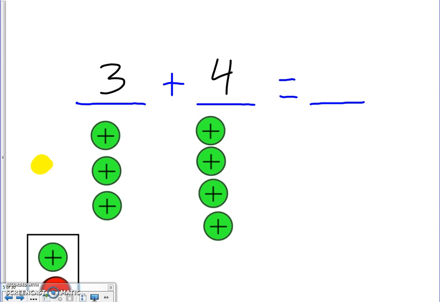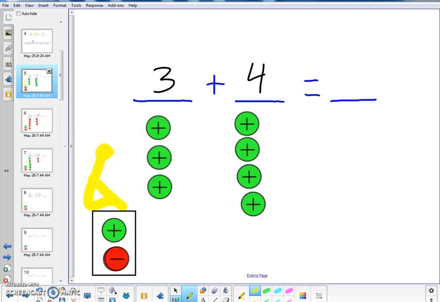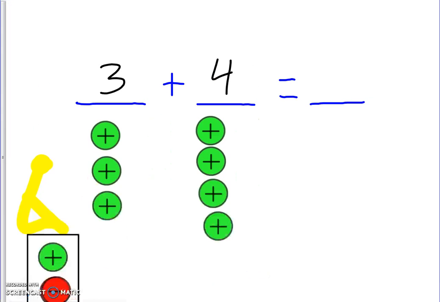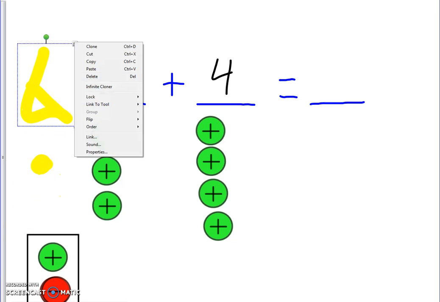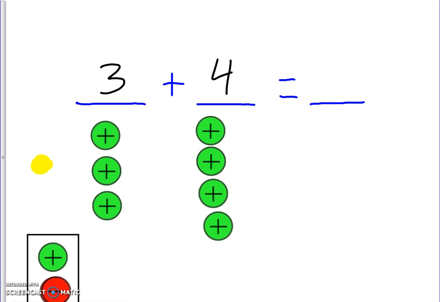Okay, hopefully you're being successful with the number line example, but if you weren't, here's another way to think about addition using these positive and negative chips. So down here, I've got a little chip bank inside that rectangle. What you need is positive and negative chips.